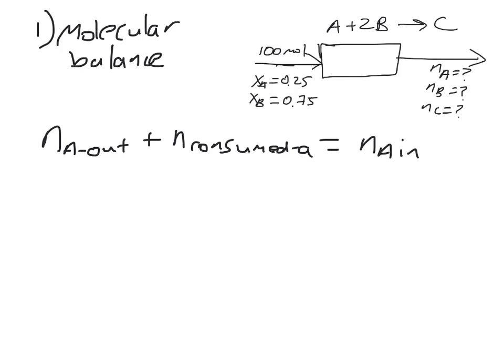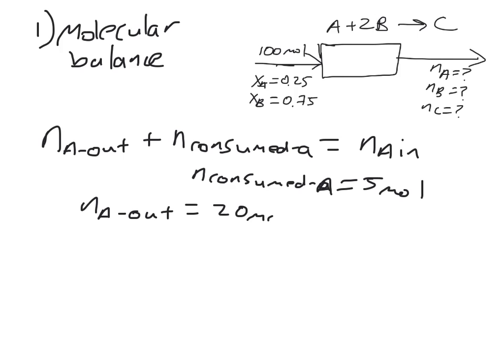If we know what the consumption is, or how much of it's consumed, we can just go ahead and solve for N_A out. And let's just assume that N consumed is equal to 5 moles. So if we go ahead and plug in our numbers, N_A out is equal to 20 moles. And that's just taking, again, N_A in, which is 100 times 0.25, which is 25 moles. So 25 moles minus 5 moles gives us 20 moles.